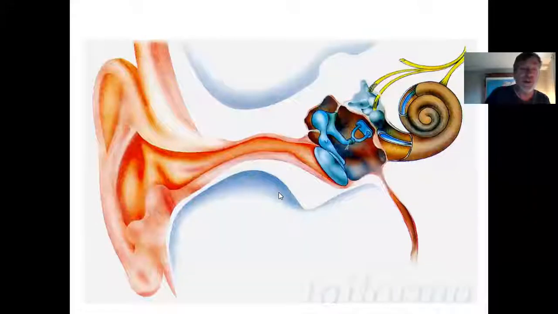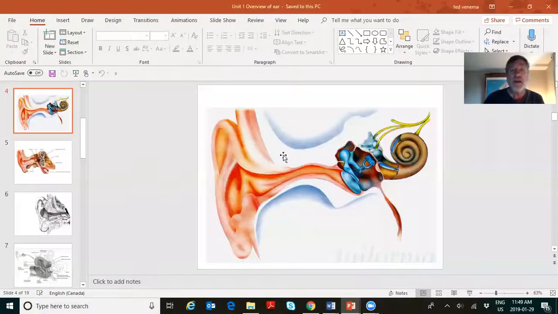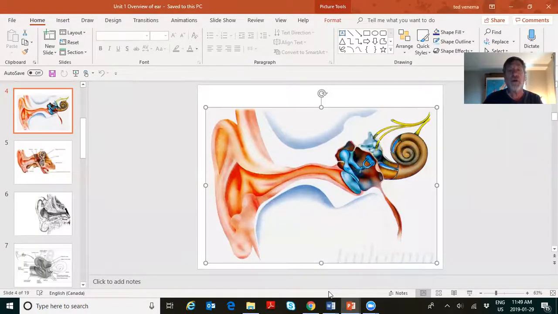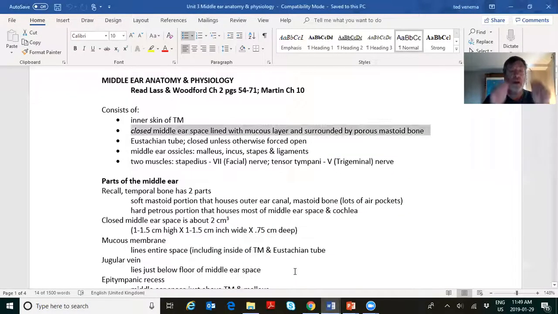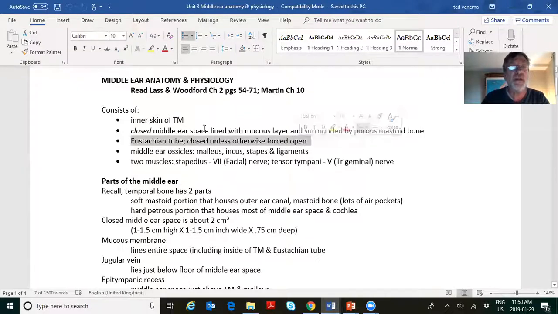So we'll get rid of this guy here, and we'll go to your middle ear notes. Here we are, closed middle ear space. Another thing about the middle ear, eustachian tube is closed unless forced open. Well, that has everything to do with the fact that the middle ear space is closed. And look at this, it's lined with a mucus layer and surrounded by porous mastoid bone.